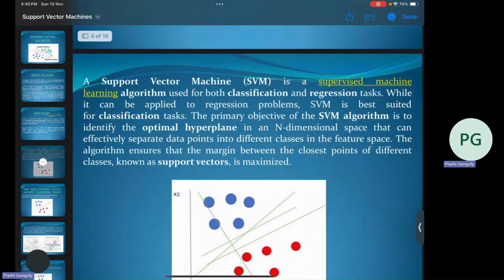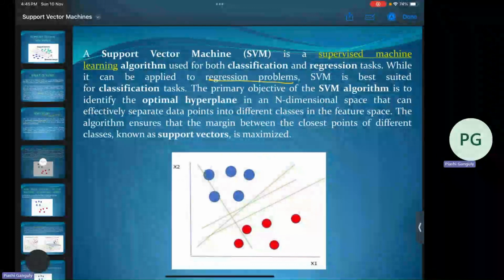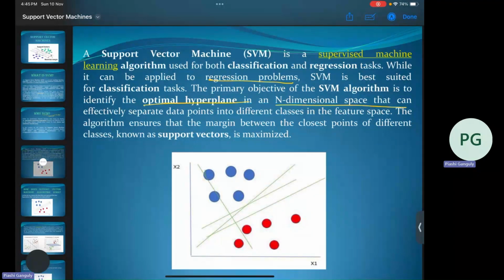So this is what I was talking about. The SVM is a supervised machine learning algorithm. It can be applied to regression problems also. Now, SVM is best suited to identify the optimal hyperplane in an n-dimensional space that can effectively separate data points into different classes in the feature space. This algorithm ensures that the margin between the closest points of different classes, which are known as the support vectors, is maximized.